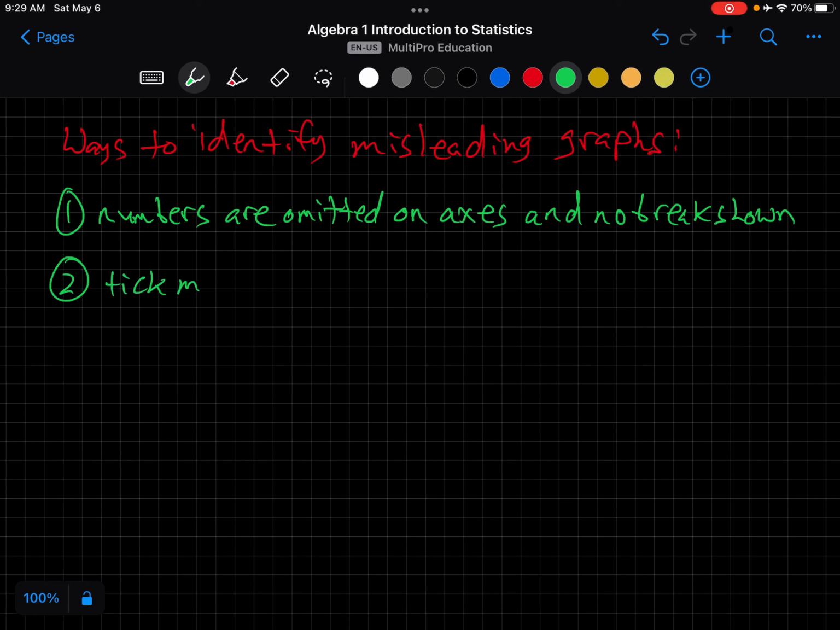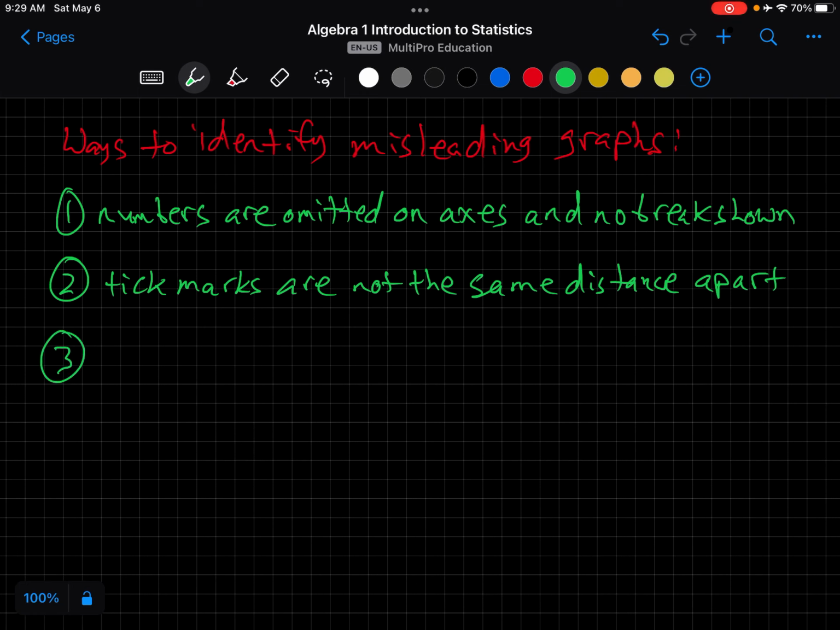Second, you remember the tick marks that are on the axes, if they are not the same distance apart. So if there's some that have larger and smaller distances between each tick mark, that can be very confusing for the person looking at the data.